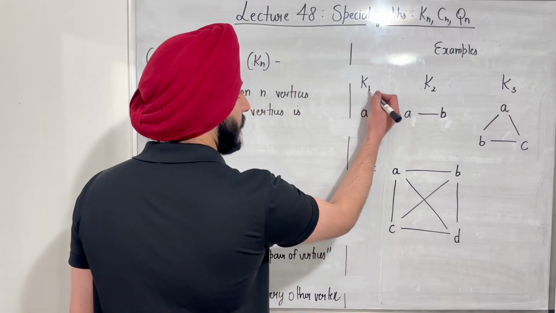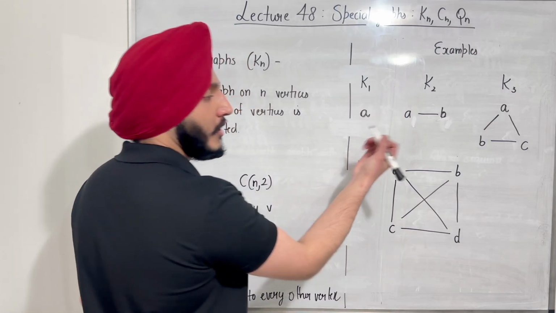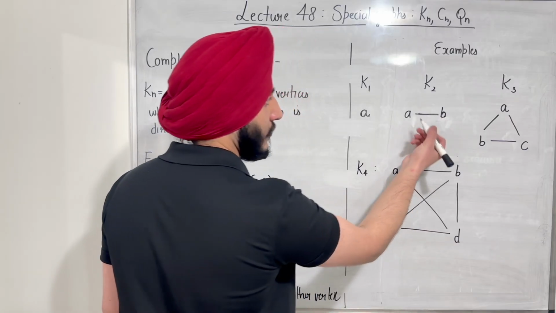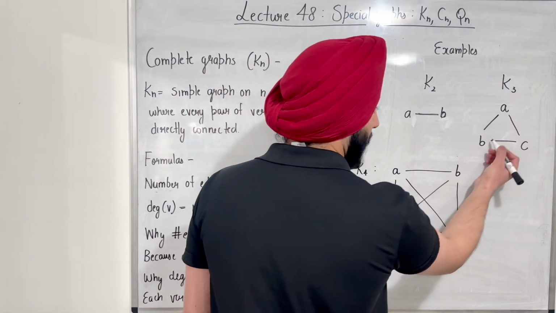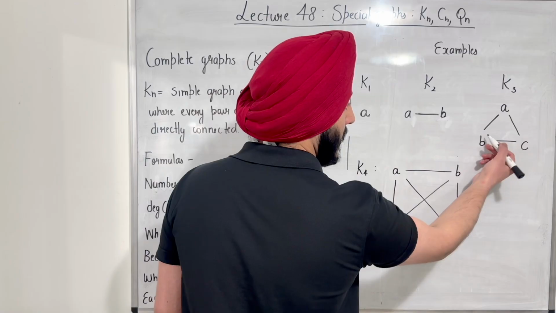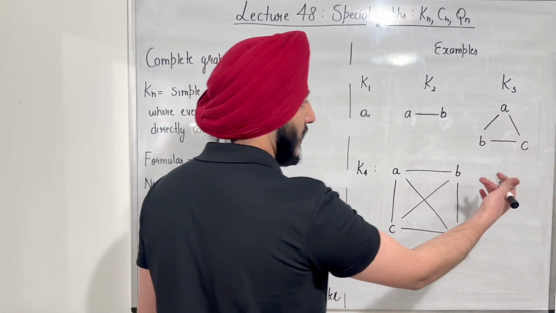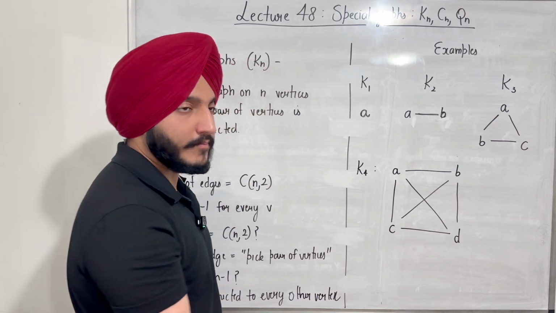If you have a graph with just one vertex, you can't do anything, you just have A. In K2, you just connect A and B together, so that's done. In K3, I connect A to B, and all these three are connected, because it's an undirected graph, so I don't need those arrows once again.